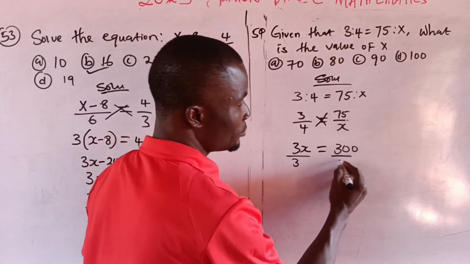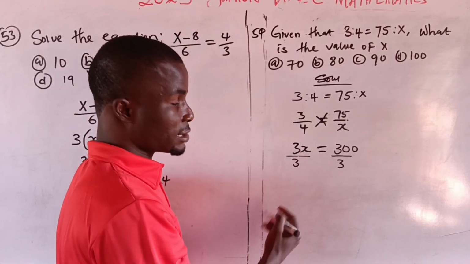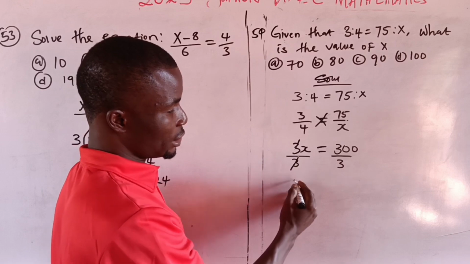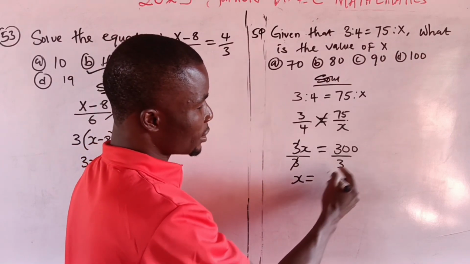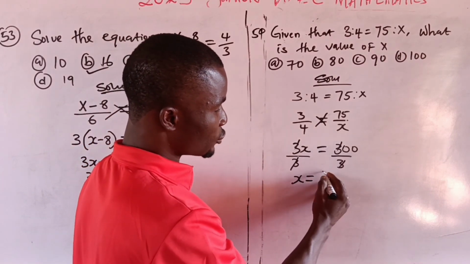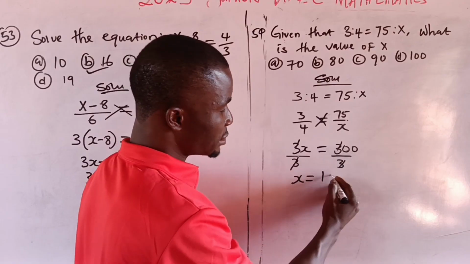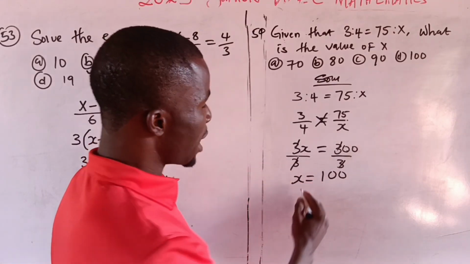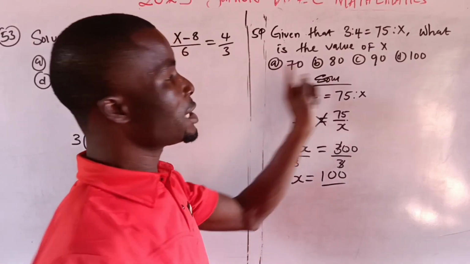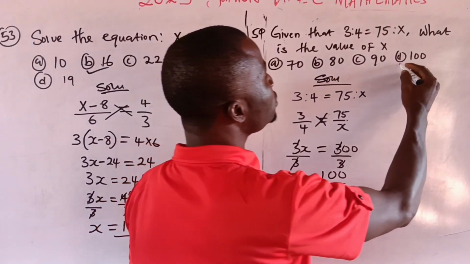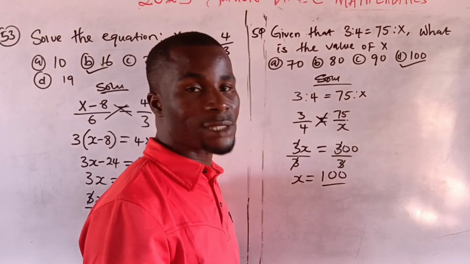So divide all through by what? By 3, by the coefficient of x. So 3 cancels 3, we are left with x. 3 in 3 will give us 1. We drop this 0, 0. So our answer is 100. Let's check the options. Option D is the correct answer.